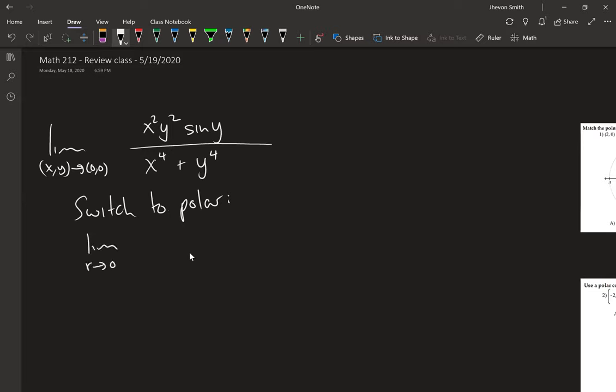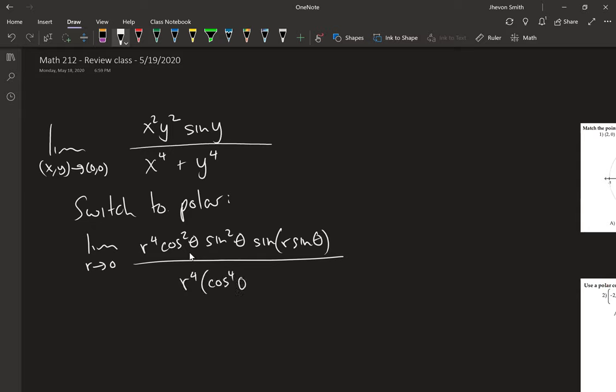So this was r approaches zero. This would be r to the fourth cosine squared theta sine squared theta sine of r sine theta over r to the fourth times cosine to the fourth theta plus sine to the fourth theta. These guys canceled. And this guy here approached zero, which means that this whole part here approached zero. And so the limit was actually zero.